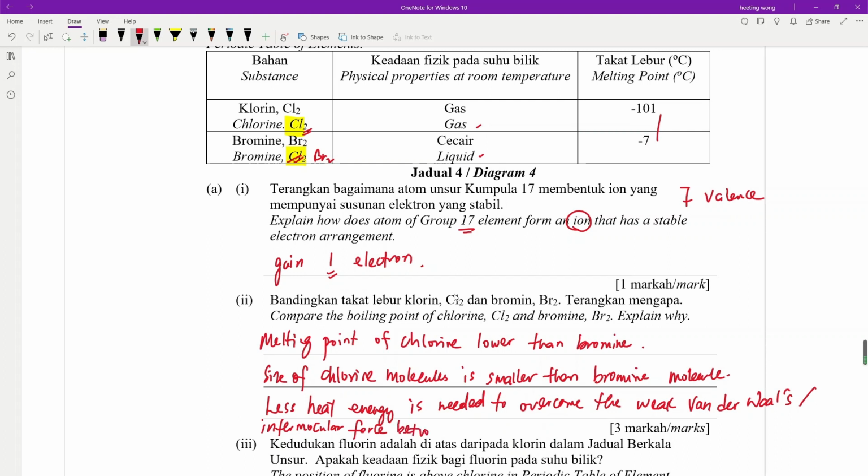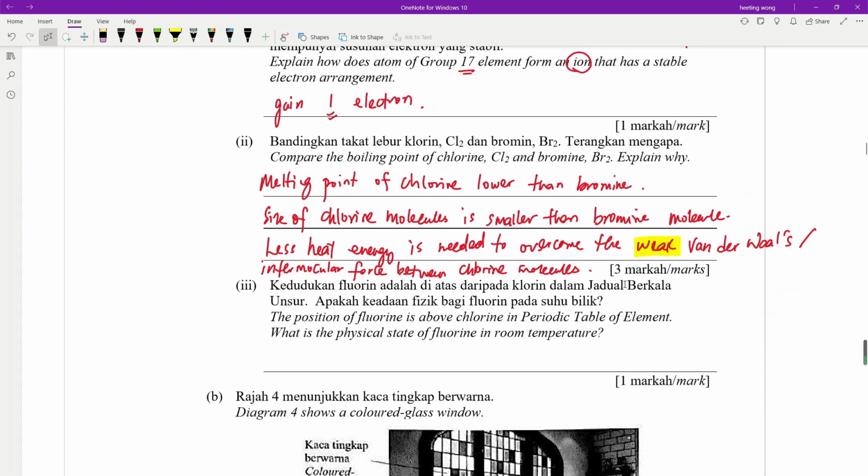Between chlorine molecules, okay, because it is weaker. Then if the molecular size for bromine is bigger, meaning that the van der Waals force or intermolecular force is stronger, okay, so more heat energy is needed to overcome it. So this is how we answer the questions to get the 3 marks.